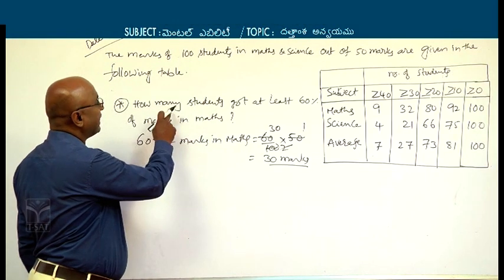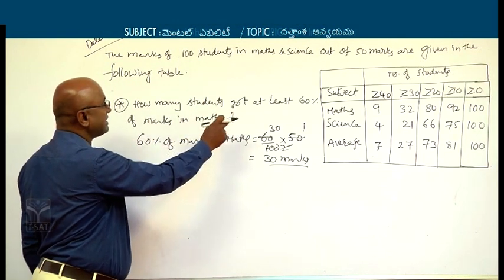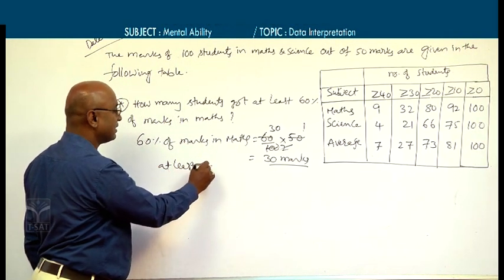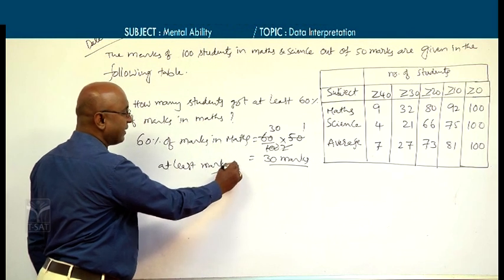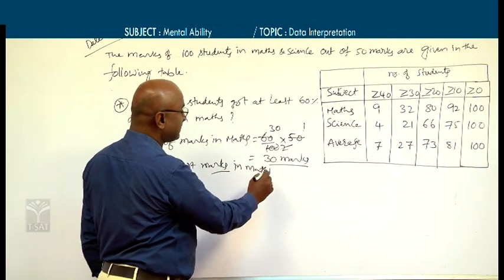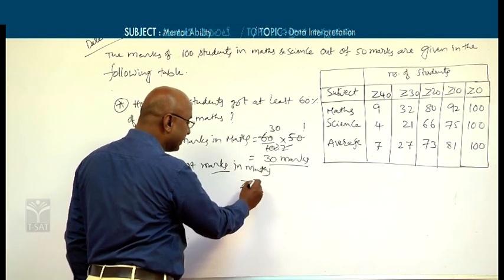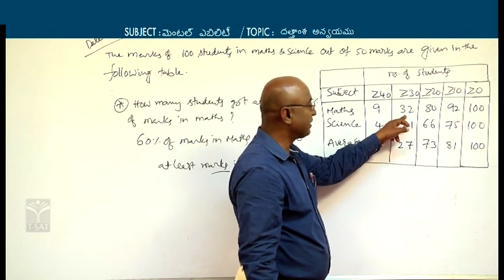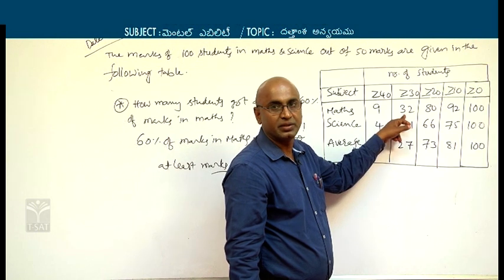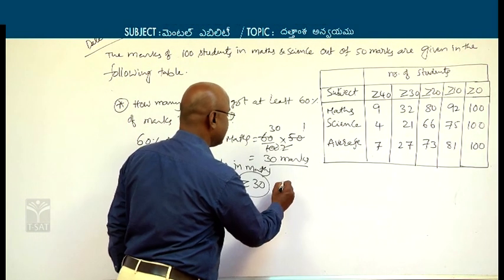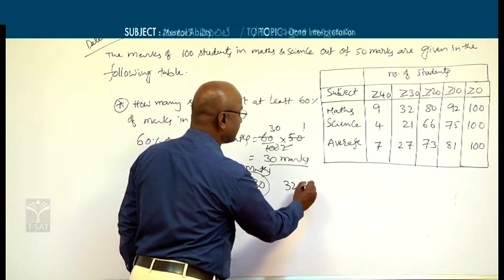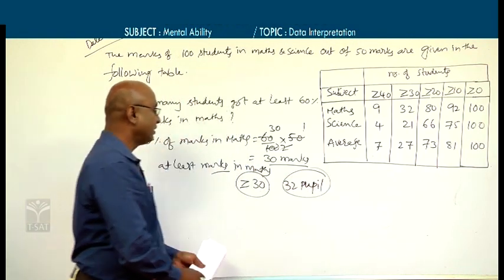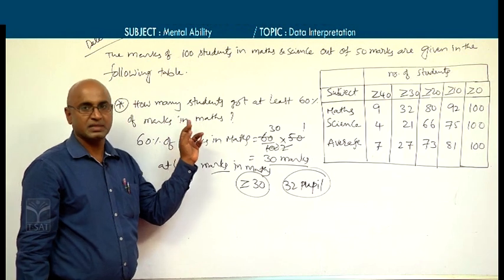So what is the problem here? How many students got at least 60% marks means at least 30 marks. At least 30 marks in maths. So at least 30 means greater than or equal to 30. In maths, greater than or equal to 30 is 32. So the answer is 32 people got more than 30 marks or 60% of the marks.